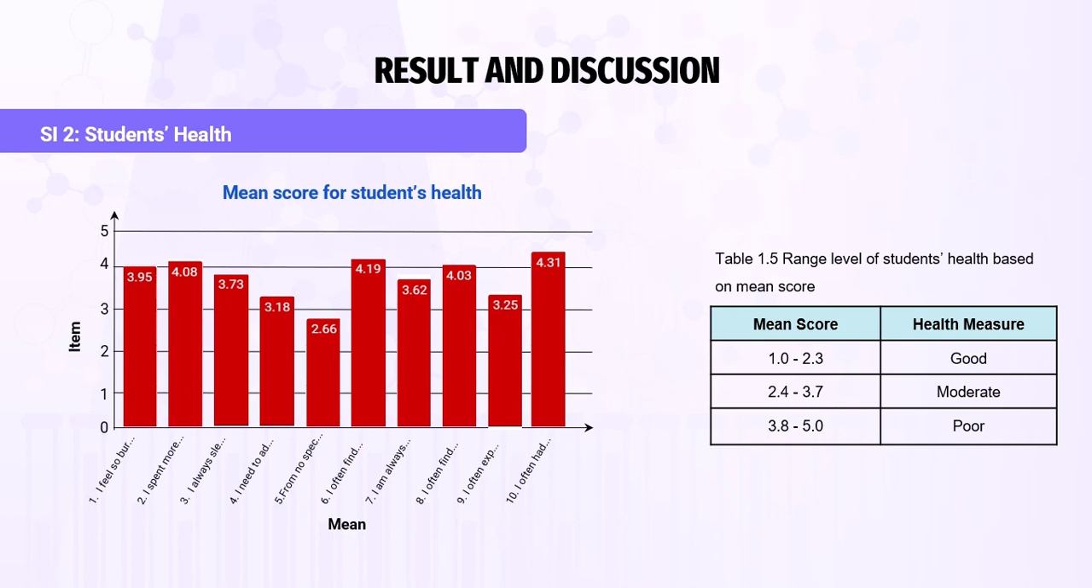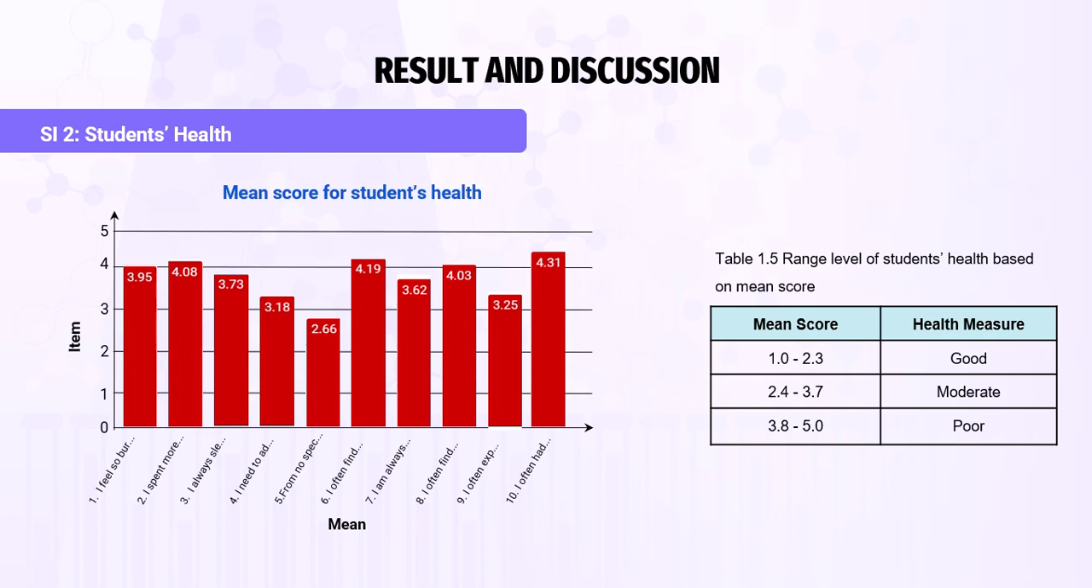For the third item, with the mean score of 3.73, the health measure also indicates moderate. Item number 4, with the mean score of 3.18, shows that the students' health measure is at a moderate level, as a large number of respondents agreed that they need to add spectacles power due to online learning.